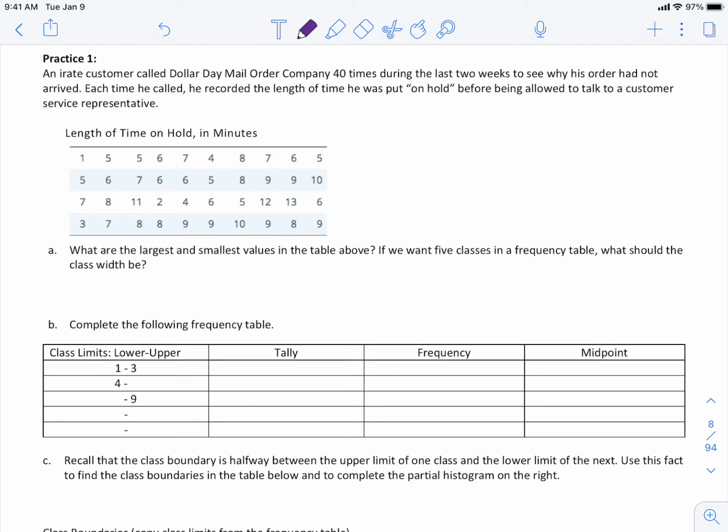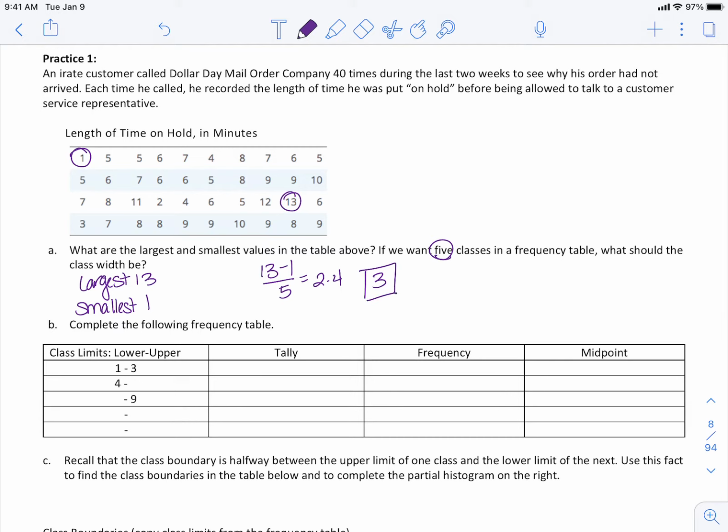Okay, our smallest value, if we're looking, is 1. Our largest value is 13. So I'm going to list these. Largest is 13. Smallest is 1. And so we want 5 classes. So we're going to do 13 minus 1 divided by 5. That comes out to be 2.4. So our class width will be 3.